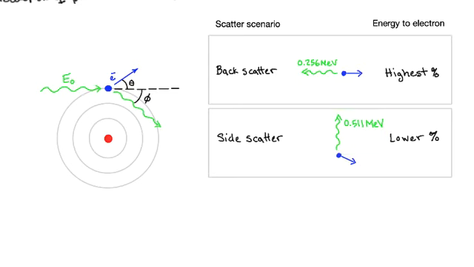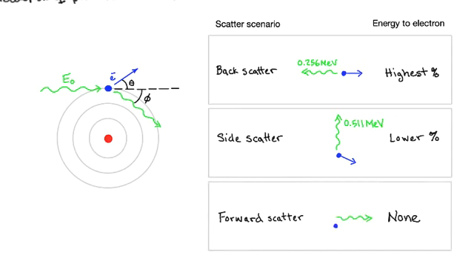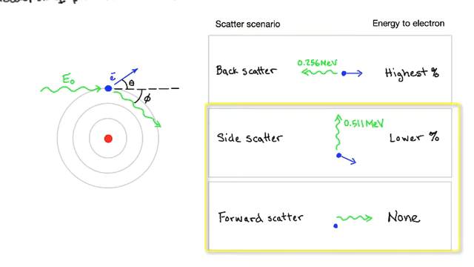And then finally, if it scatters forward like this, it's not going to give any energy to the electron, and it's just going to come out with the same energy that it entered. It's just a grazing hit kind of a thing. So that forward scattering comes out at an energy E naught. And so in between these two, the photon is going to have some energy between 0.256 and 0.511. And in between these two, it's going to have an energy between 0.511 MeV and E naught.